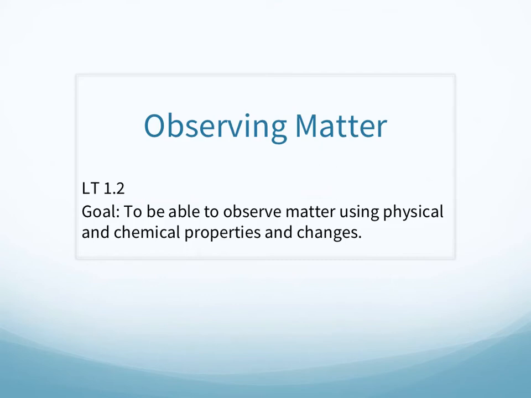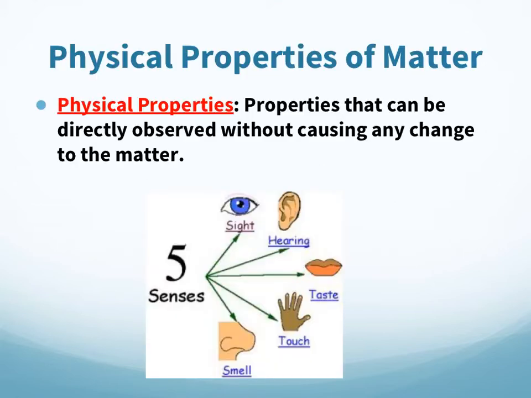Hi everyone, today we're going to be talking a little bit about observing matter and really what are some of the different properties that we can use to observe matter through experimentation and just the world around us as well. This is Learning Target 1.2. We're going to be doing some practice with this next Monday, and our quiz will be coming next week. So our goal today is to be able to observe matter using physical and chemical properties and changes.